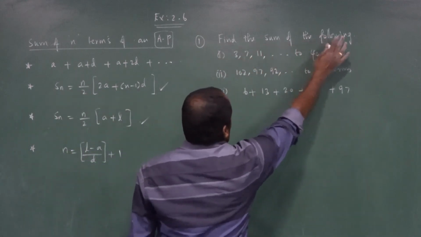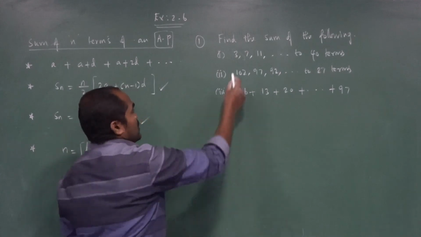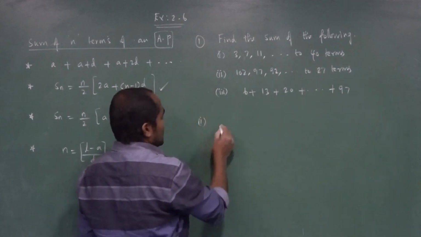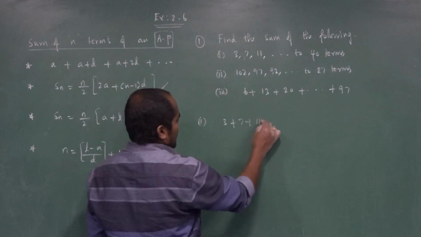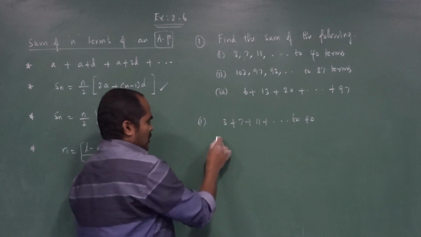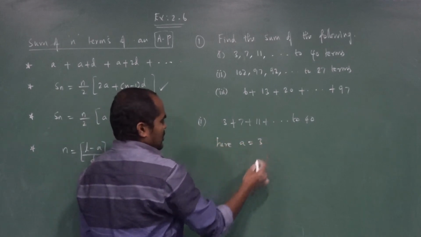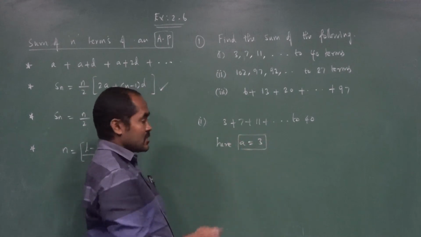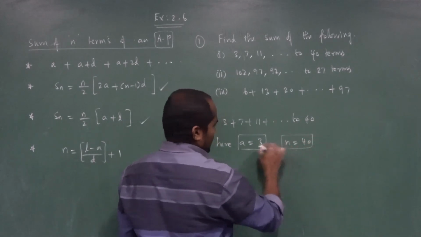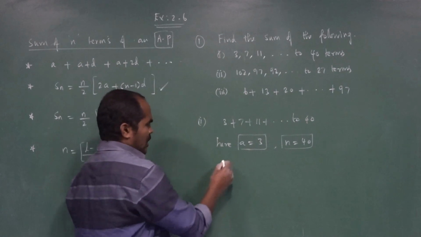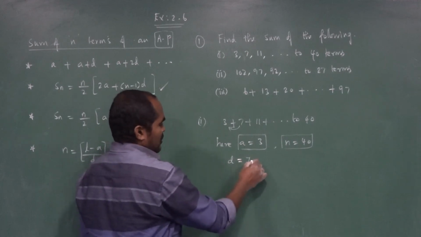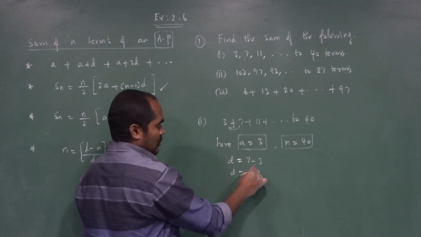Find the sum of the following: 3 plus 7 plus 11 plus etc., up to 40 terms. Listen. 3 plus 7 plus 11 plus etc., we want to add 40 terms. So here the first term a is equal to 3. The number of terms is 40, the total number of terms we want to add. Common difference means second minus first, 7 minus 3. So d is equal to 4.